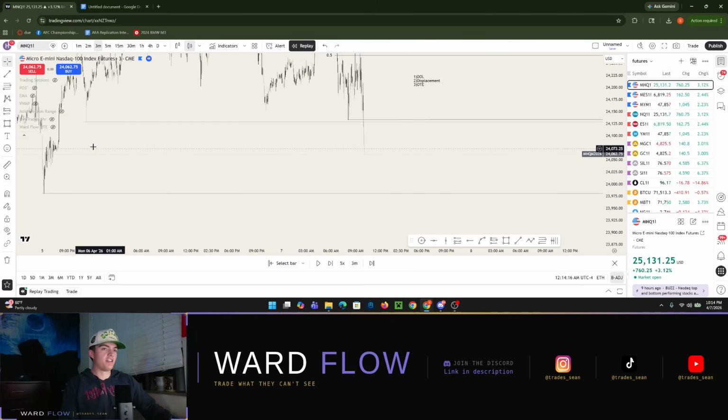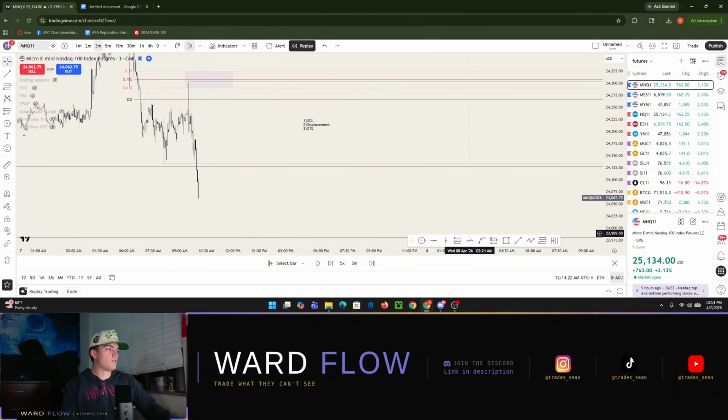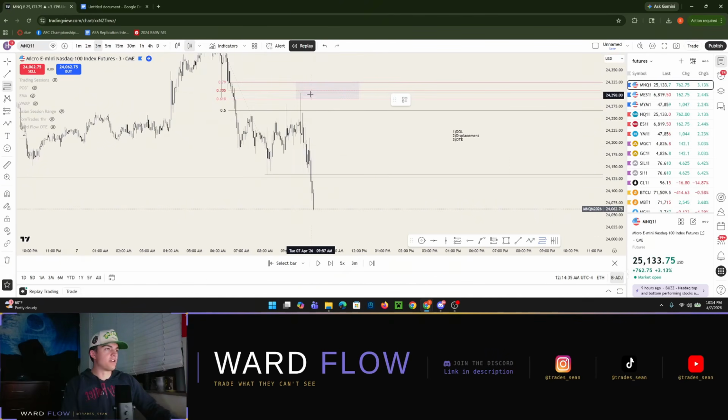We have a draw on liquidity right here, this external low over here. This is a draw on liquidity, right? We see displacement right here, where this candle is clearly trending downwards, and we have a series of candles going down. The next thing we need is what? OTE, right?